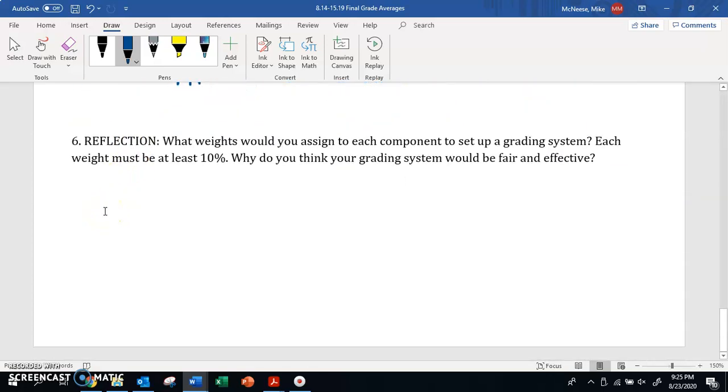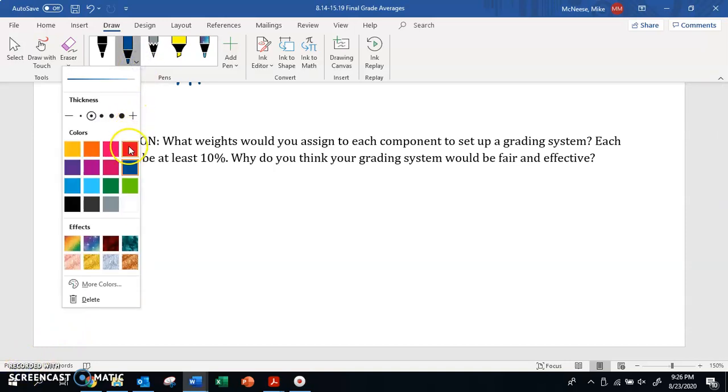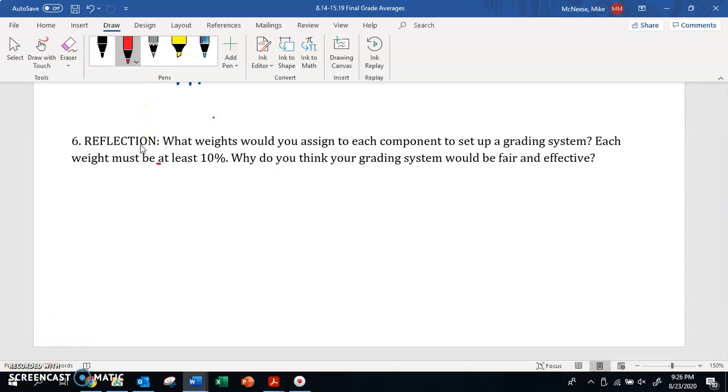And then the last question, what weights do you assign to each component to set up a grading system? Each weight must be at least 10%. Why do you think your grading system would be fair and effective? So I'm going to give you a second to solve this one, and then we'll come back and talk about it. Okay, so this one is subjective. You can make it anything you want so long as each category is at least 10%. And just give a quick reason as to why you think that is a good system.